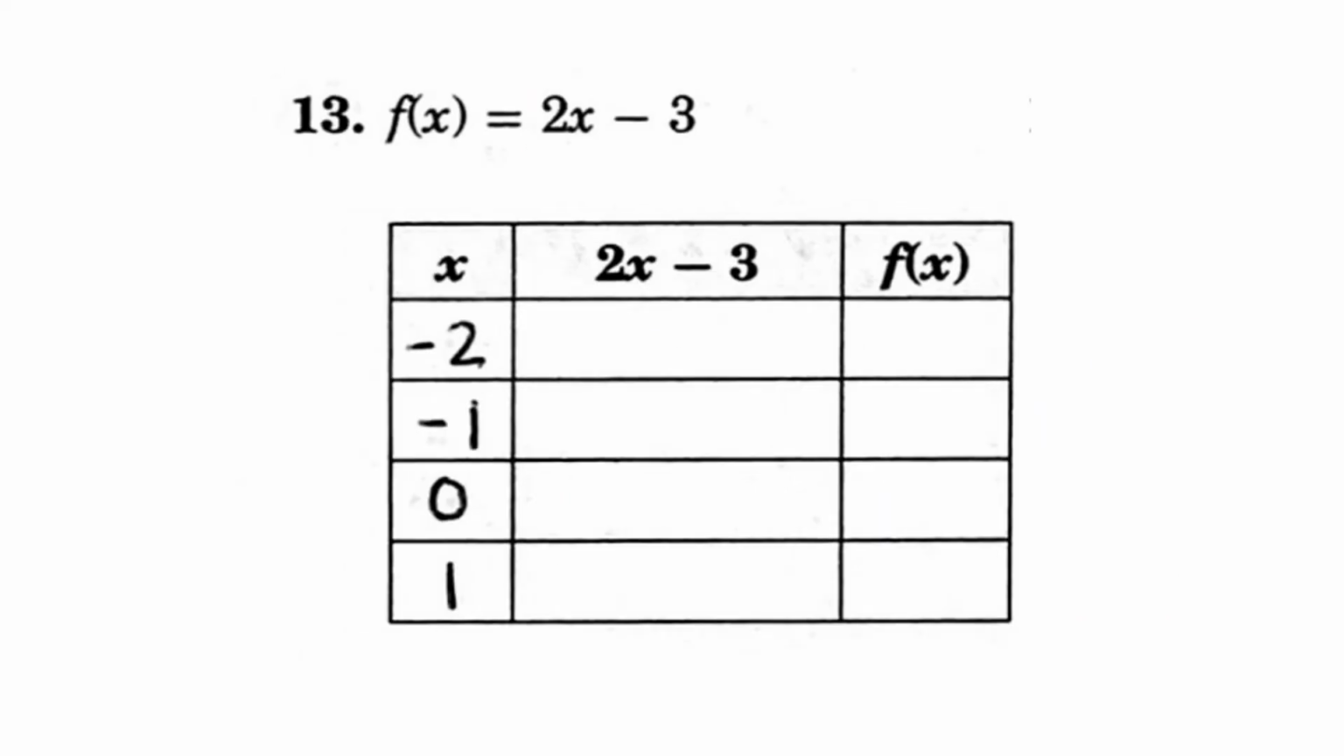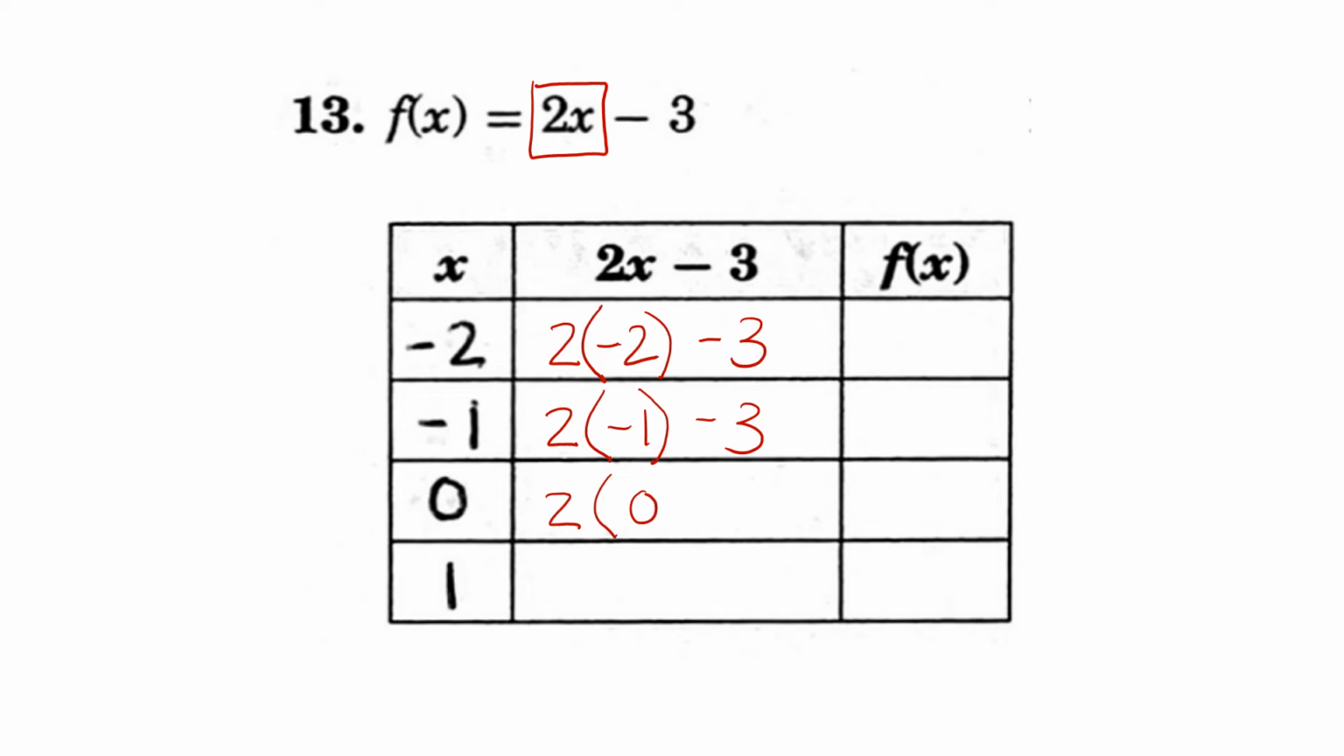For number 13, we take our 2x because we're multiplying, and we set up our multiplication problem of 2 times negative 2, and the minus 3 stays at the back. We have 2 times the negative 1 with the minus 3 at the back. 2 times 0, and then the minus 3 at the back. And 2 times 1 with the minus 3 at the back.